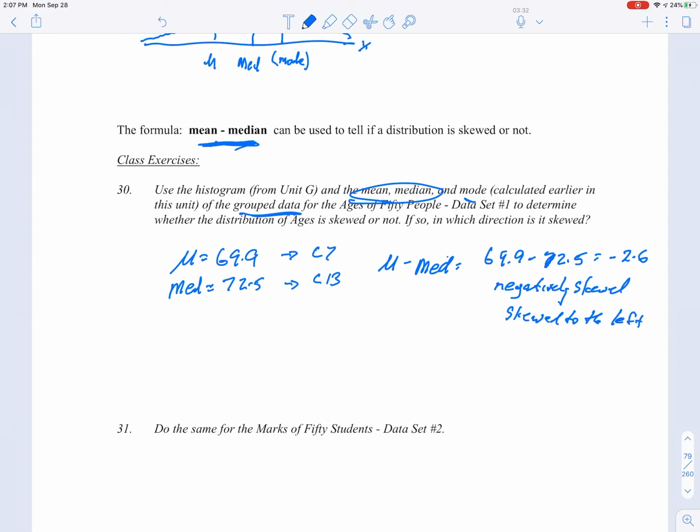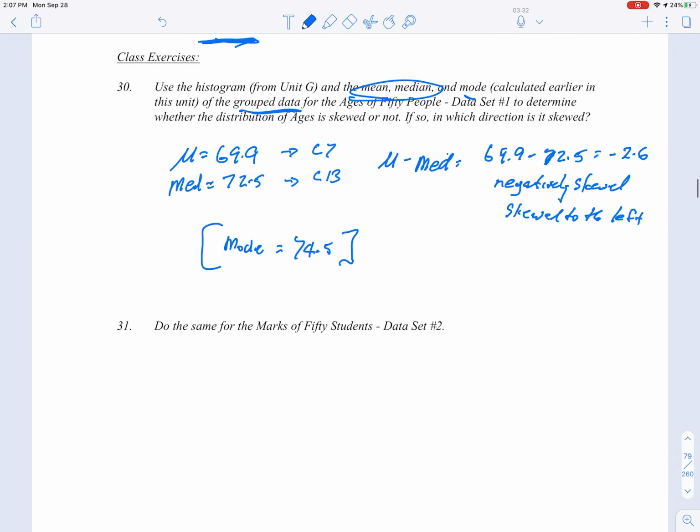Now, it's not as important, again, to take a look at the mode, but the mode will probably be higher than both the mean and the median. And what we ended up with here is that the grouped mode turned out to be 74.5, and that's just earlier in the lesson here today.